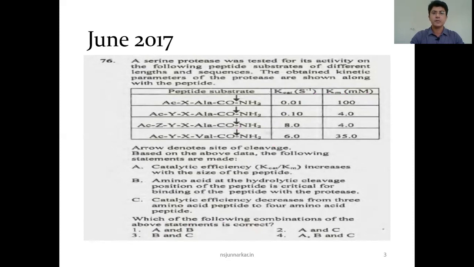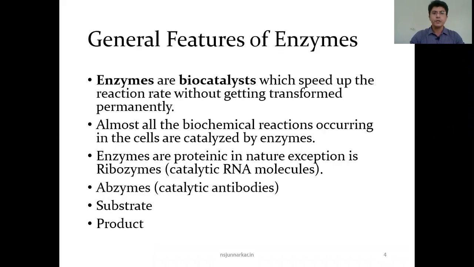So let us first discuss some of the basic concepts required for this understanding. Enzymes are the biocatalysts which speed up the reaction rate without getting transformed permanently. Almost all the biochemical reactions that occur in the cells are catalyzed by enzymes. These enzymes are generally proteinaceous in nature. The exception is ribozymes, which are the catalytic RNA molecules. Some of the antibodies also have catalytic activities, and these are called abzymes. The reactants on which the enzymes act are called substrate, and the substrate is then transformed into product.